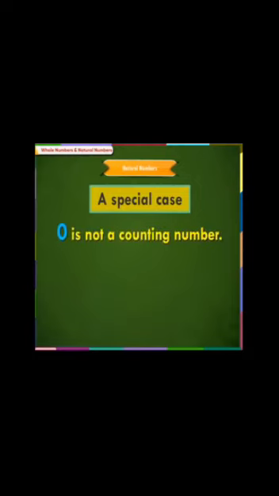In a special case, 0 is not a counting number. For example, if there is no rose, then we say that there is 0 rose. Therefore, 0 is not a counting number.